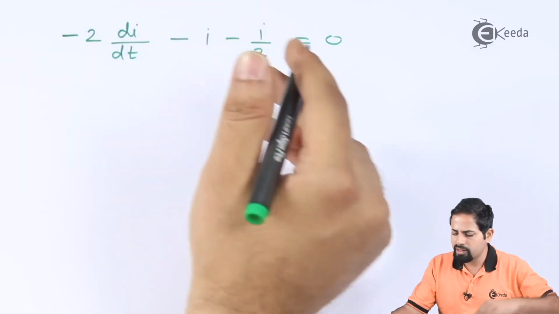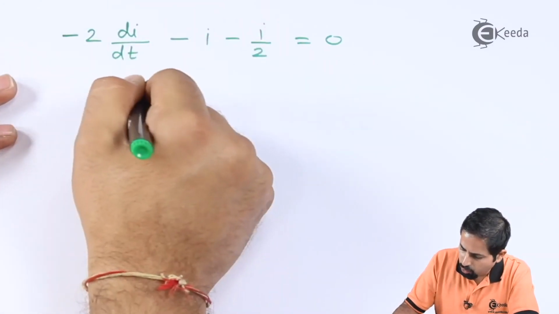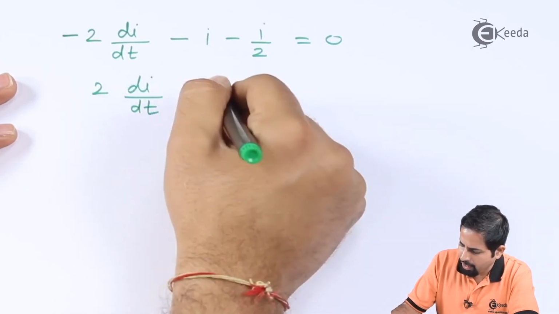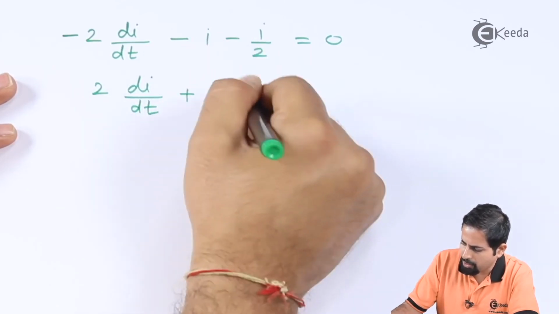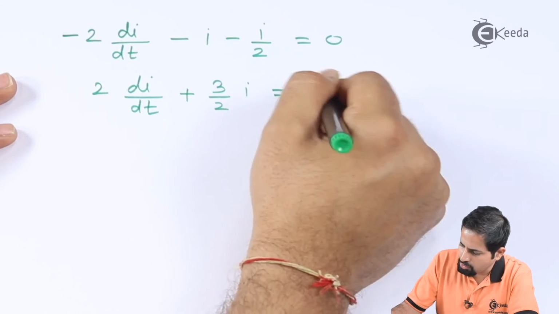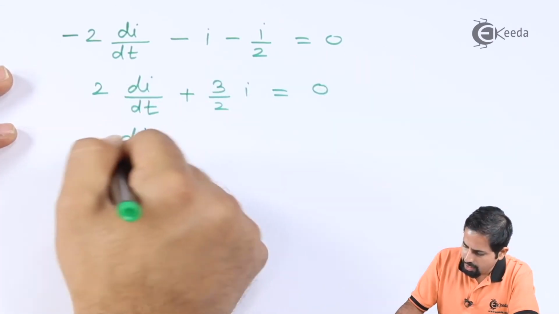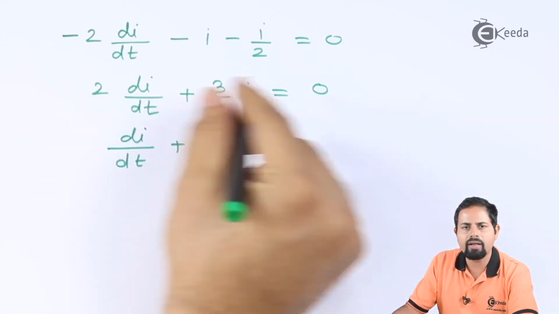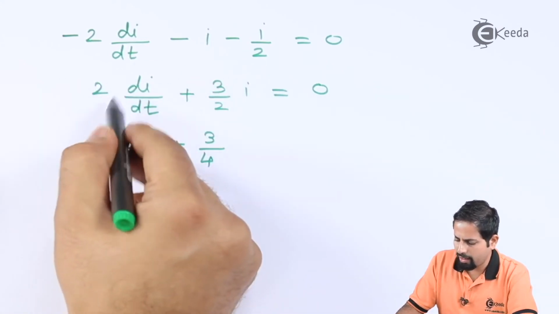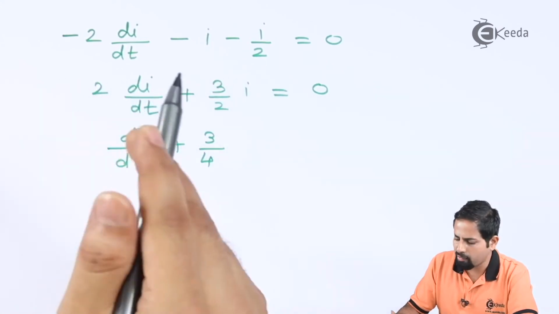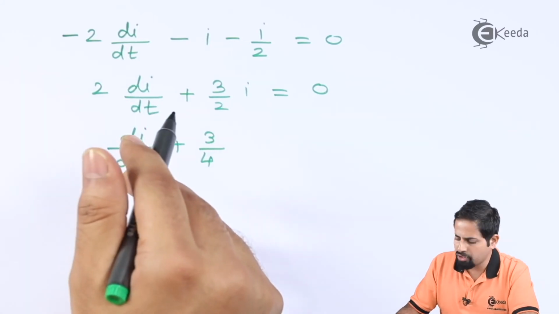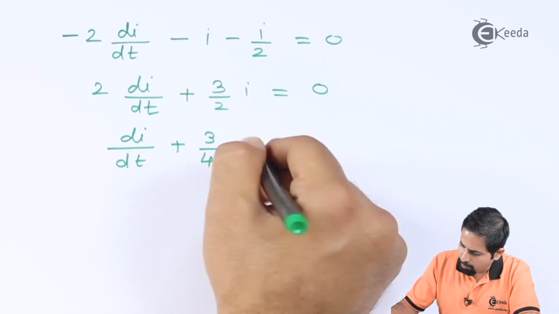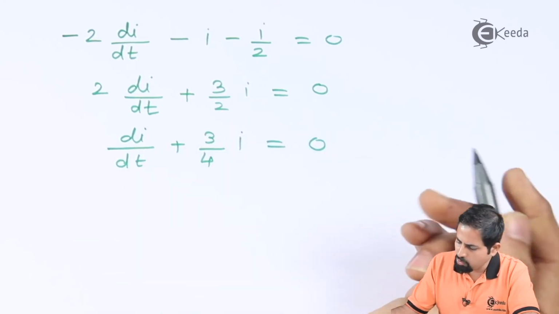So now we can remove this negative sign throughout. So we get 2 into di by dt plus we can have 1 plus 1 by 2 means 3 by 2 into I equal to 0, or in other words di by dt plus 3 by 4 into I is equal to 0. We are dividing both sides by 2 so that I will have a coefficient of this di by dt equal to 1. Why I want to make the coefficient 1? Because I want to make it according to the format and the formula.